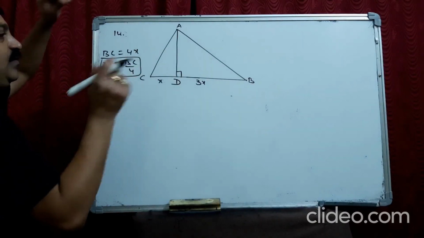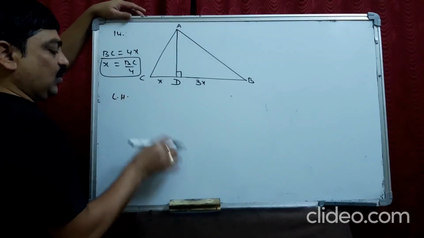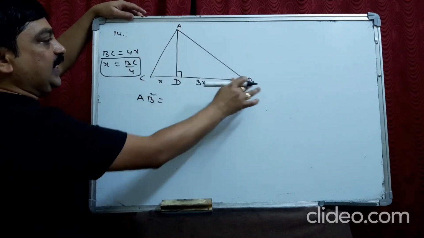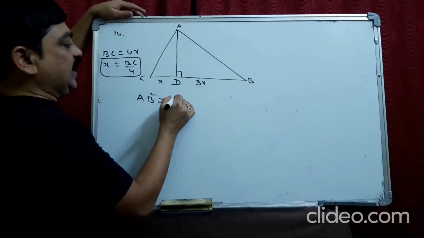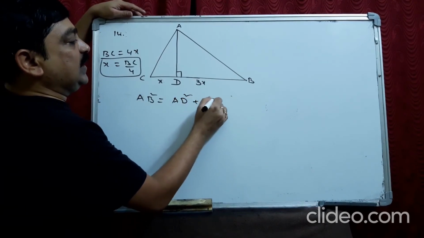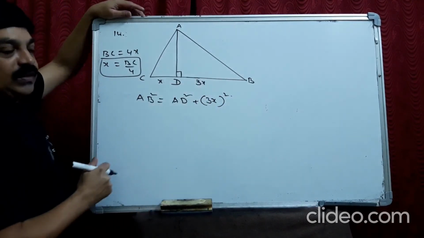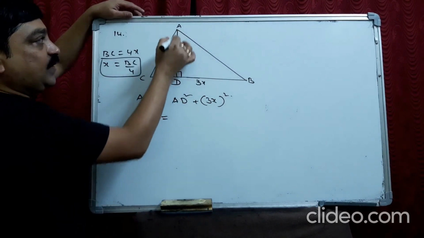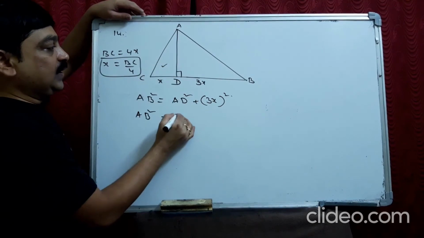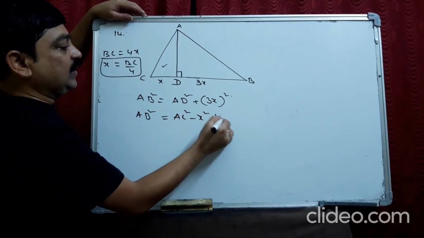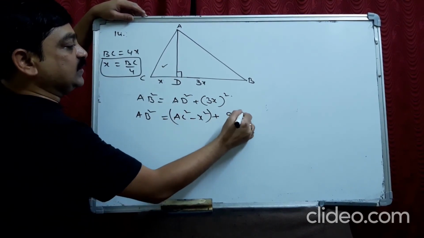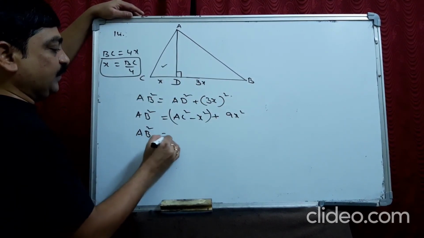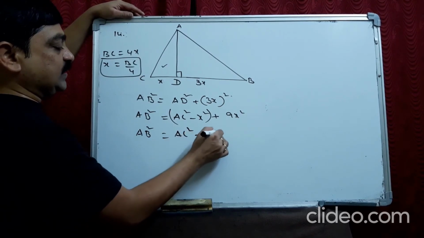Okay. We start with AB square, LHS. See how we can prove. From right angle triangle ADB, it becomes AD square plus 3x whole square, DB square, no? 3x whole square. Okay. So it becomes again AB square. Again AD square from this right angle triangle, AC square minus x square plus 9x square. So it becomes AB square, AC square plus 8x square.